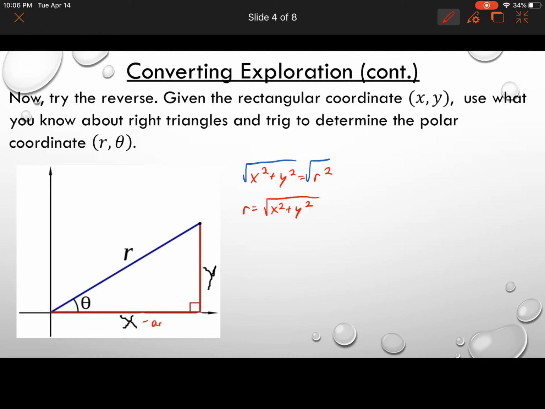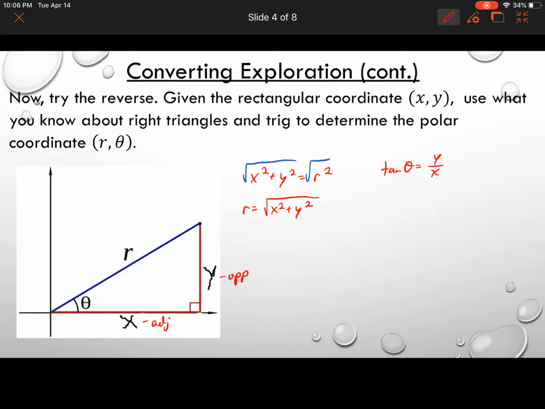Well, this is our adjacent side. This is our opposite side. So think about this. What trig function involves just the opposite and adjacent side? Take a few seconds to think about it. Hopefully you thought about tangent. So we're going to be using tangent for this one. So tangent of theta is equal to y, opposite, over adjacent x.